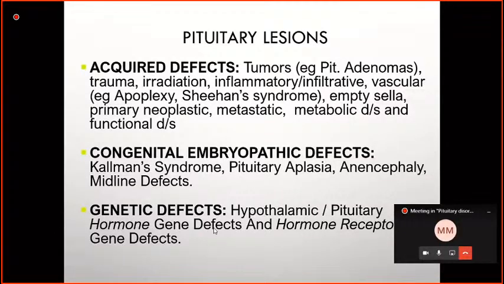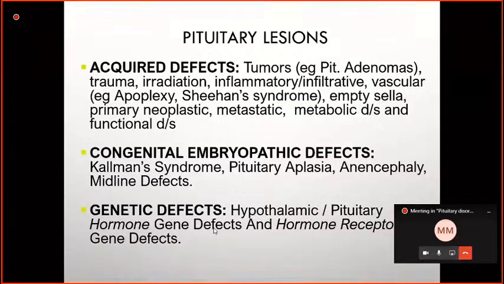Okay, so it is actually not really empty, as in there's nothing in the sella. Usually there will be CSF, okay, your cerebrospinal fluid filling in the sella turcica when your pituitary shrinks. Okay. All right.